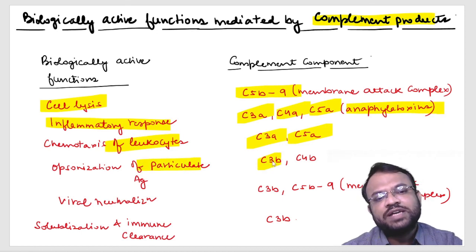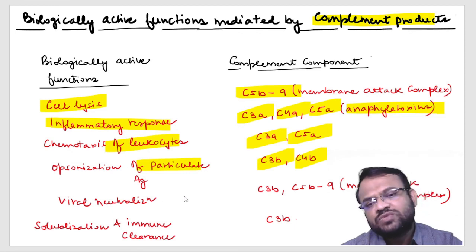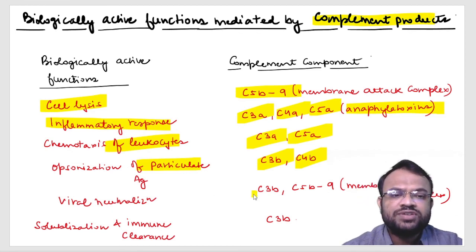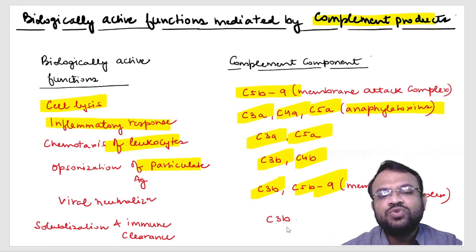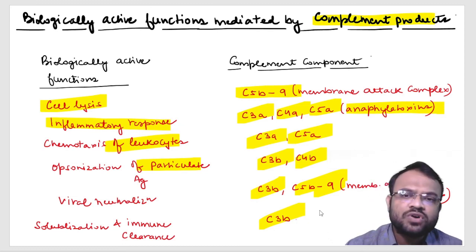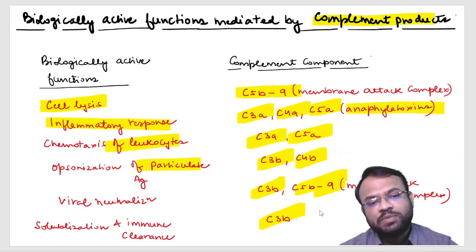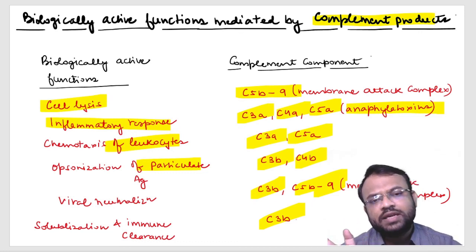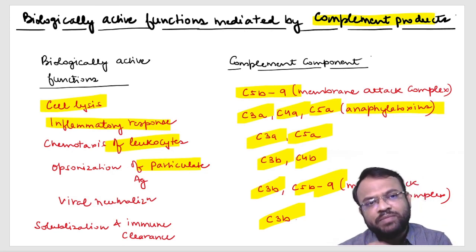Opsonization is aided by C3b and C4b. Viral neutralization means neutralizing the virus, by C3b and C5b to C9, the membrane attack complex. Finally, solubilization and immune clearance would be mediated by C3b. So this was all about the complement activation. This was all about the complement functionality, complement activation, and different functions that are mediated by the complement products.